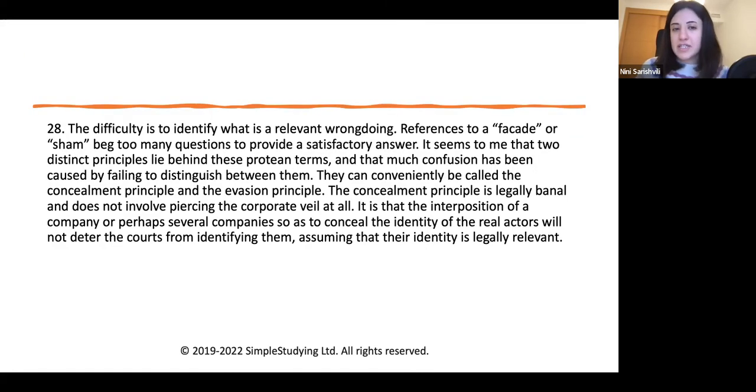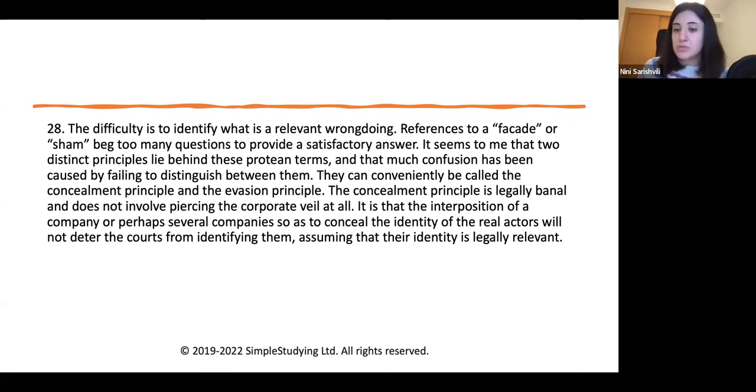The difficulty is to identify what is relevant wrongdoing. References to a facade or sham beg too many questions to provide a satisfactory answer. Lord Sumption in his judgment uses these kinds of words, and in many cases it can be hard to see what is a sham structure. It seems that two distinct principles lie behind these pertinent terms, and that much confusion has been caused by failing to distinguish between them. They can conveniently be called the concealment principle and the evasion principle.